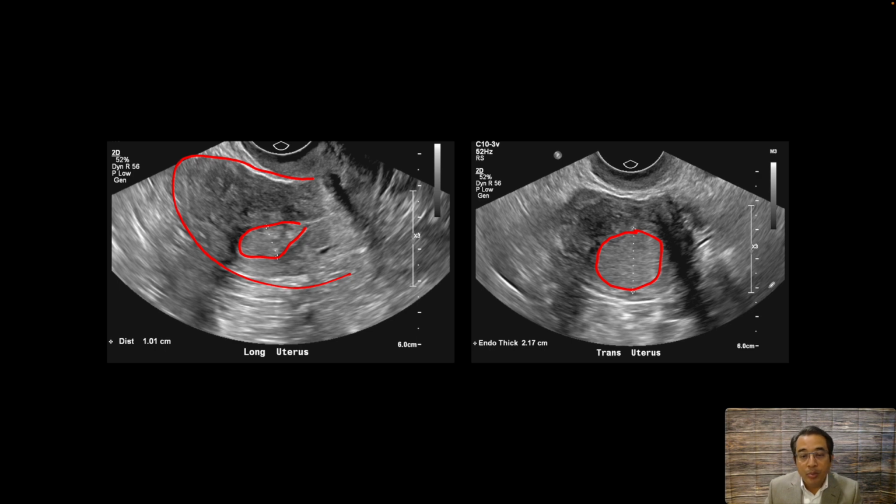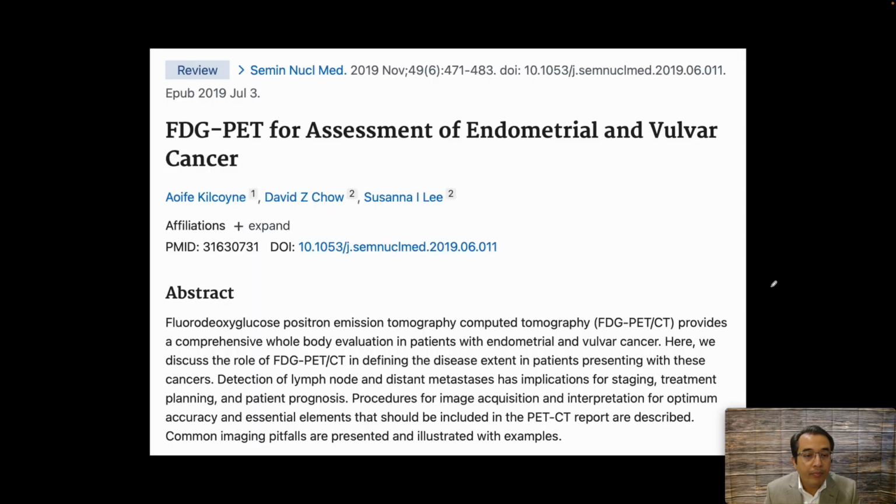So this was biopsied, and an incidental second endometrial cancer was found in this patient. So frequently on FDG PET-CT studies, we incidentally find second and sometimes even third cancers that are subclinical or asymptomatic in these patients. This is a good review article on the role of FDG PET-CT for assessment of endometrial and vulvar cancers.